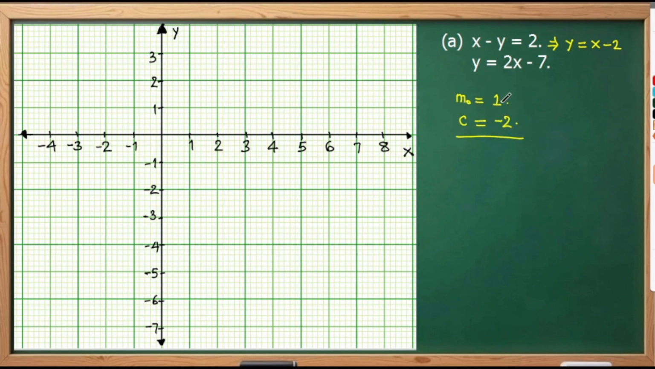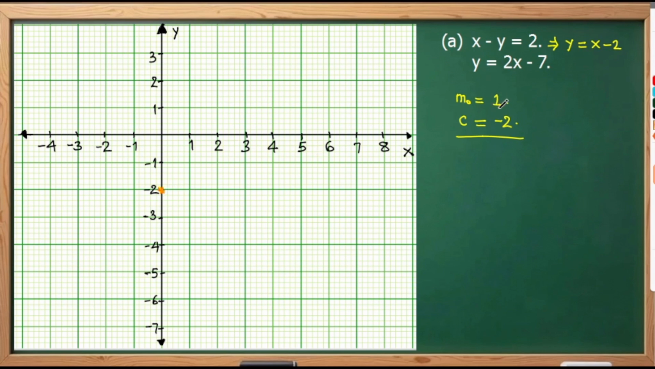Since the gradient is positive, we will go to the point where the line is cutting the y-axis. At this point we have negative 2, meaning this graph is going to cut this axis at this point here, of 0 and negative 2. So this is where we start our plotting.